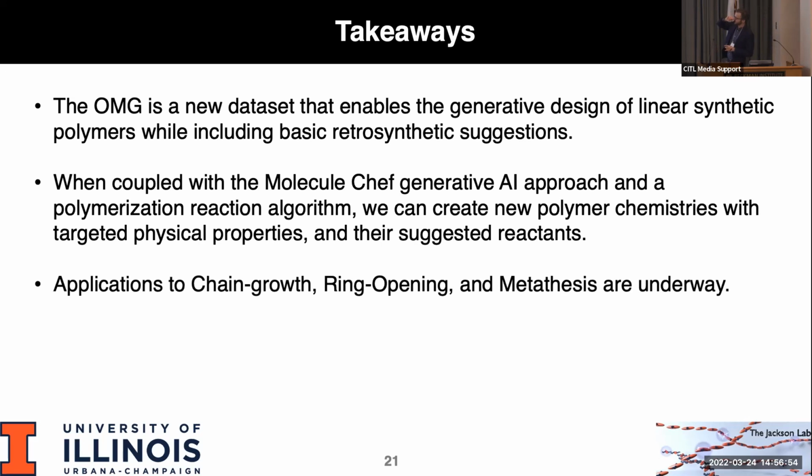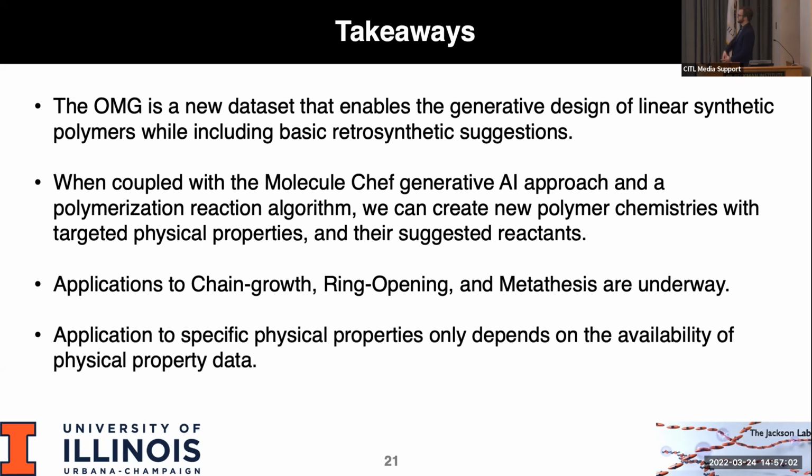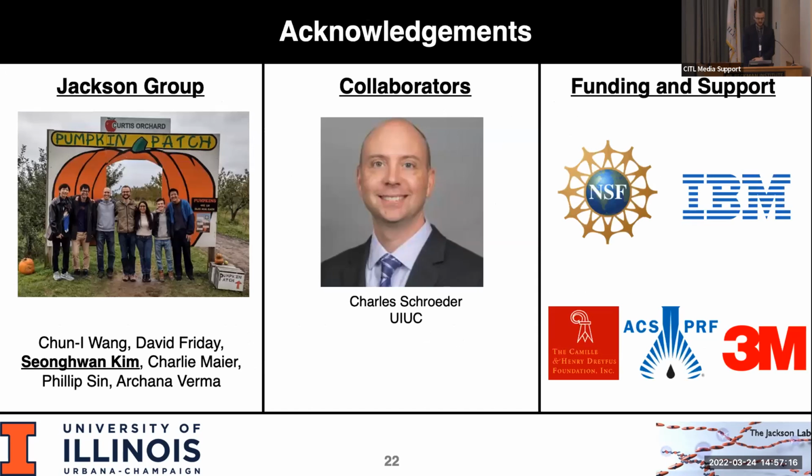At present, I showed these first applications to step growth. We have chain growth, ring opening, and some metathesis examples underway. And of course, we are working towards incorporating specific physical properties from a computational standpoint, density functional theory calculations, et cetera. But ultimately, in the future, we'd really like to land in the experimental data set regimes. So with that, I will wrap it up. This is my group. Song Hwan Kim is the graduate student working on this. Charles Schroeder is our great collaborator who jointly advises Song Hwan. Funding is from there, and I'm of course thrilled to take questions.